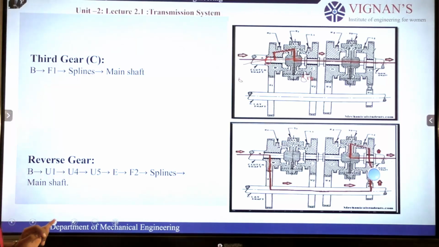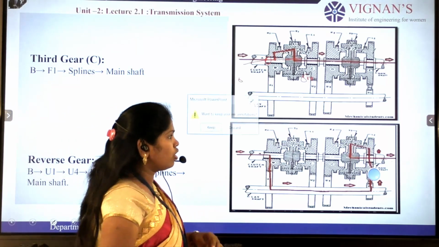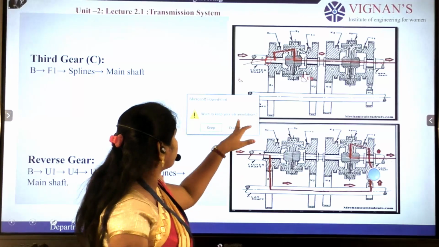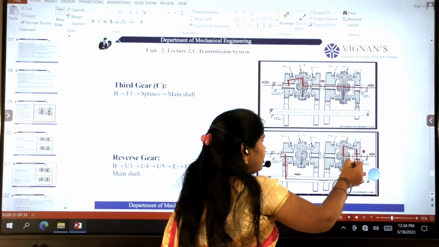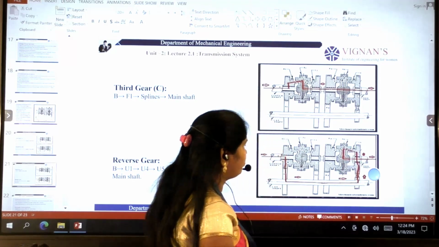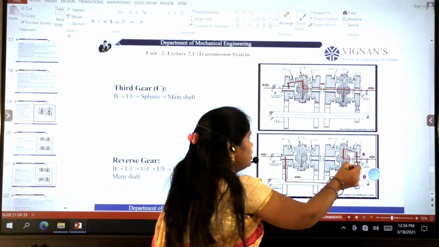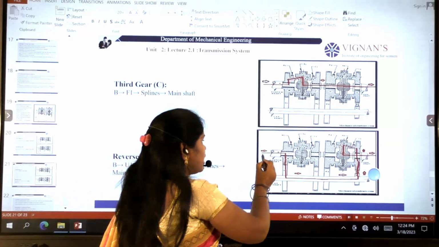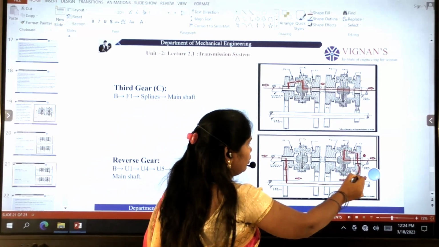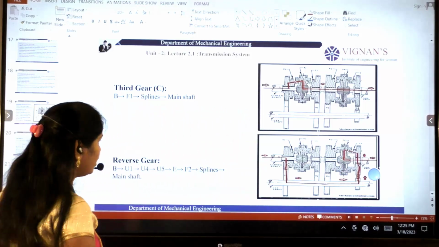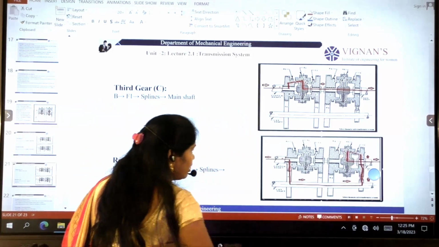In the reverse gear, the dog clutch is engaged with gear E. The power is transferred from B to U2, next gear E. Here we have one idler gear to change the direction of the vehicle.